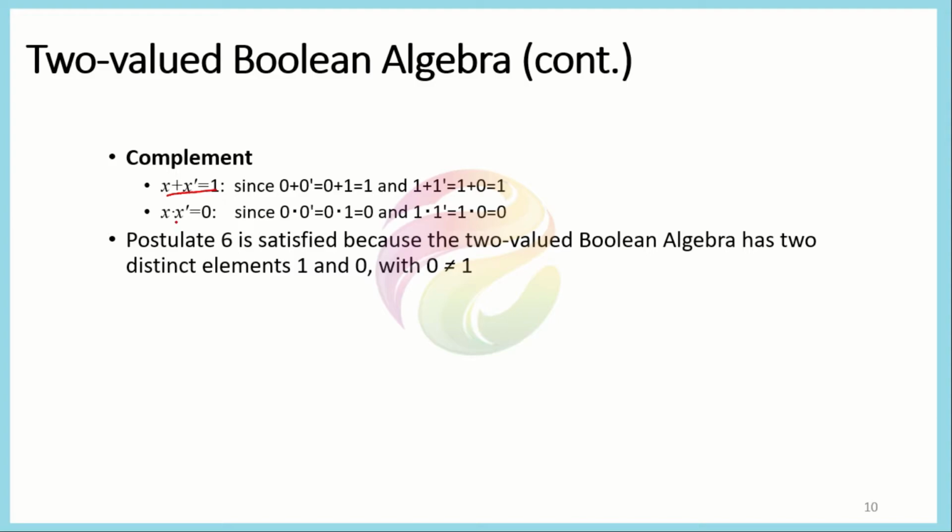And for the AND operation, if we have x dot x complement, or x AND x complement, it will always result in 0, because if x has any value of 1 or 0, its complement has the opposite value, and 1 can be achieved only if both of them are 1. From this equation we can see that it is not possible that both of them could be 1, so its result will always be equal to 0. Similarly, there are some other points: the two-valued Boolean algebra has two distinct elements. One is 0 and the other one is 1, and both of them are not equal.